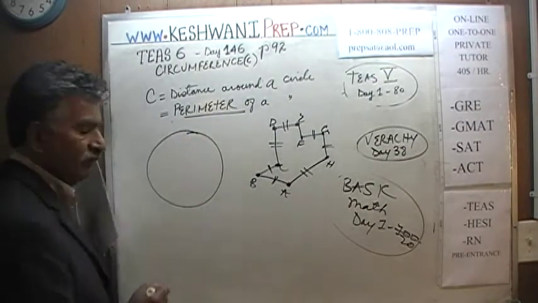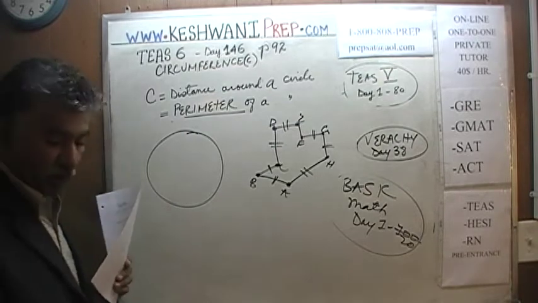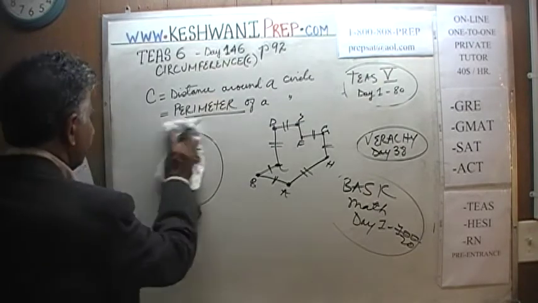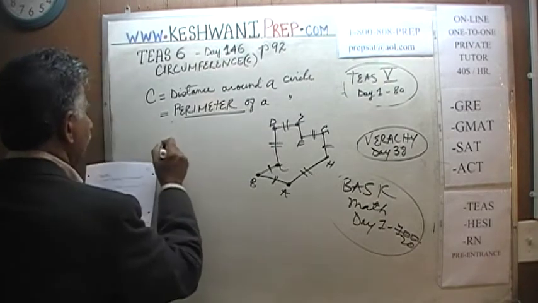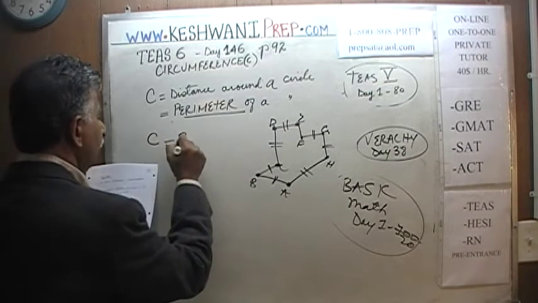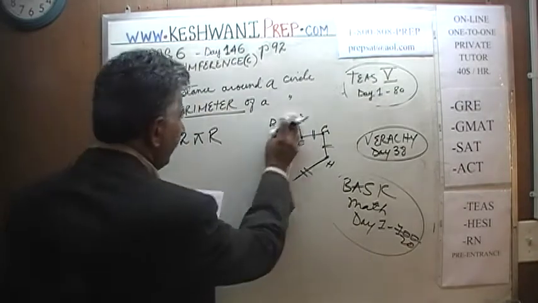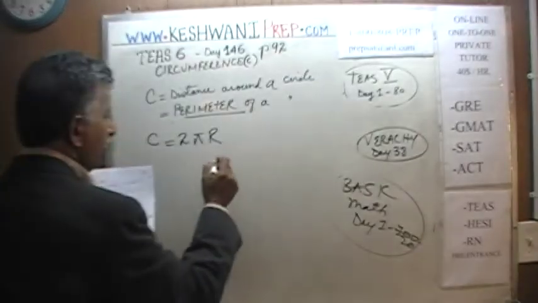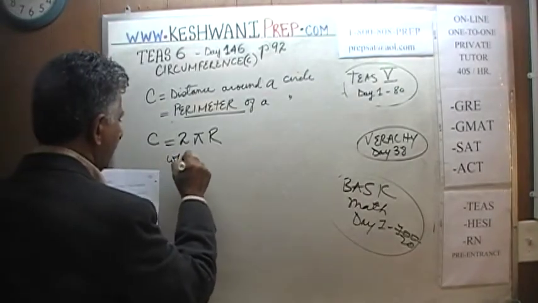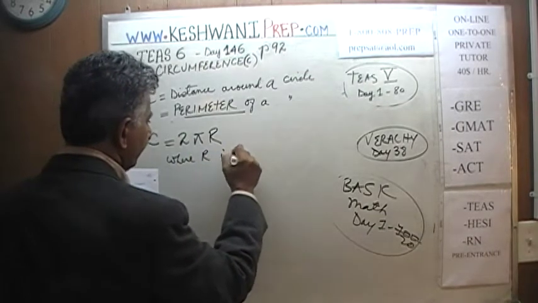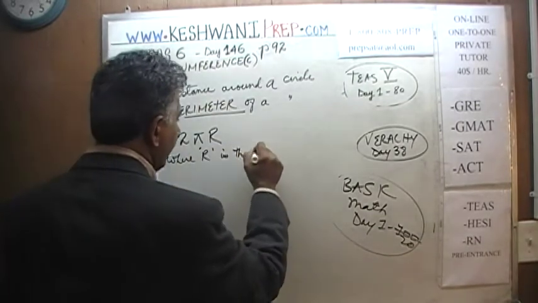we don't have segments, it's one continuous flow. How do we measure it? Well, here's the formula. Circumference is equal to 2 times pi times r. What does r represent? Well, r is very straightforward. R is the radius of the circle.